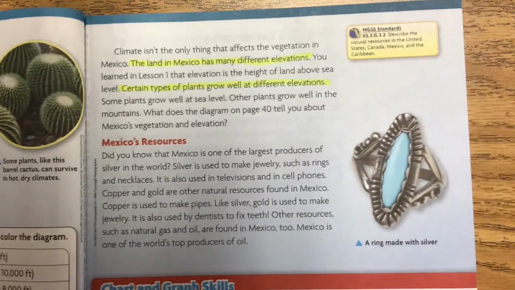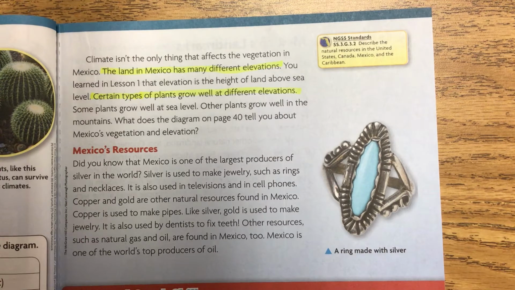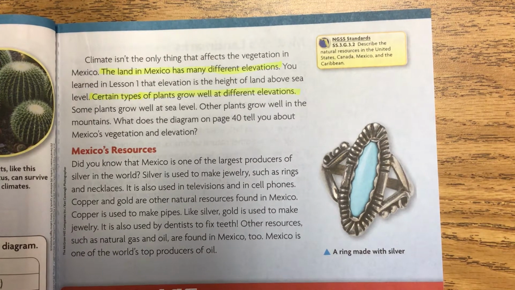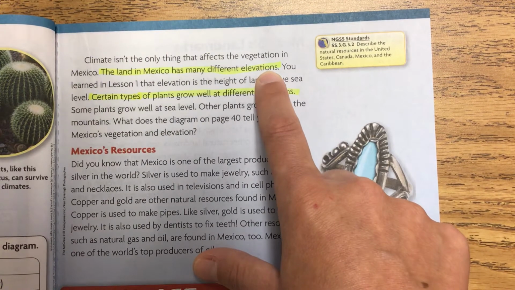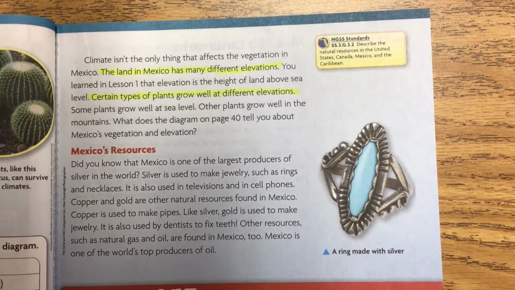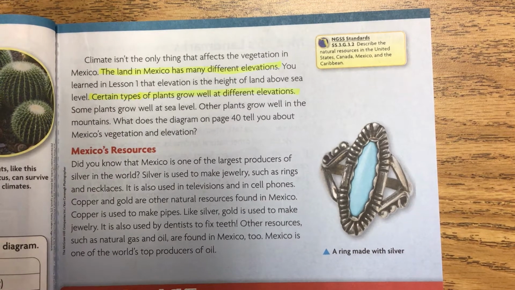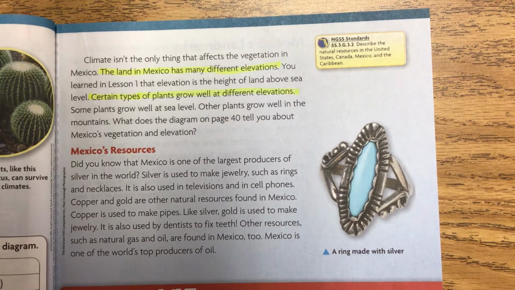Let's continue on. Climate isn't the only thing that affects the vegetation in Mexico. The land in Mexico has many different elevations. Let's highlight that. We read about that in our last lesson. You learned in lesson 1 that elevation is the height of land above sea level. Certain types of plants grow well at different elevations. Some plants grow well at sea level. Other plants grow well in the mountains.